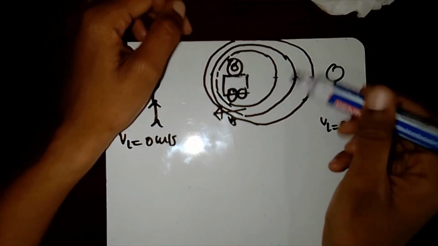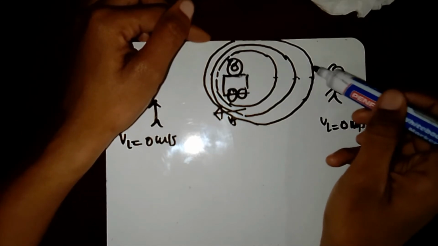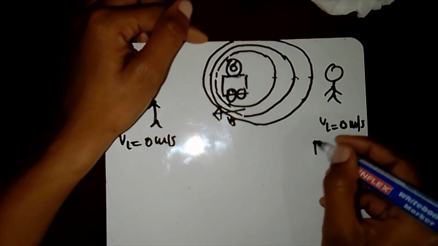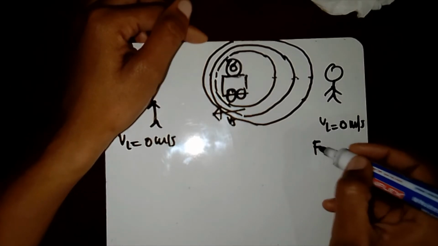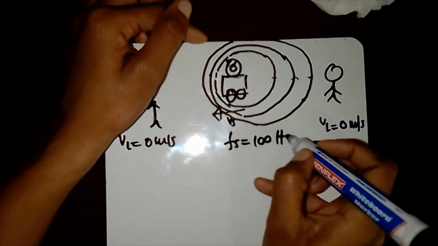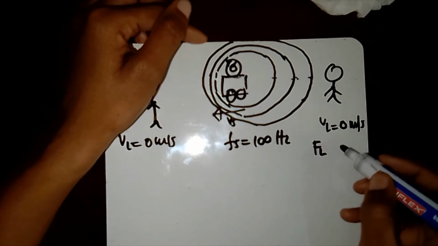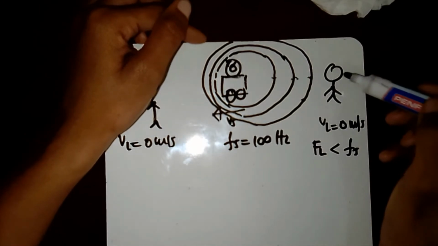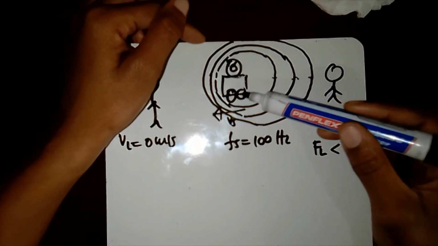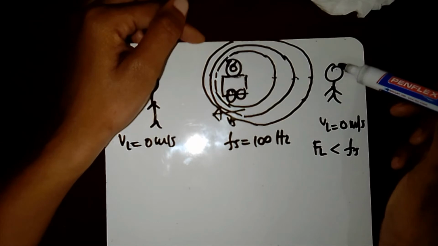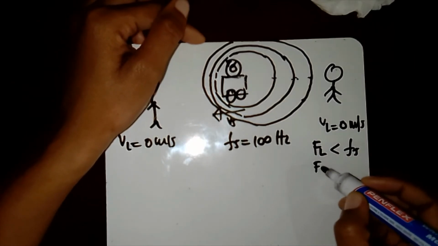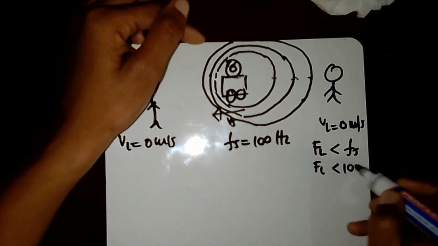So remember, a longer wavelength corresponds to a lower frequency, meaning that the frequency that this observer, which we call FL, will hear, let's say the frequency of the source was still 100 hertz, will be much lesser. So this person would perceive the frequency to be lesser. It doesn't mean that the car is producing a lesser frequency, no, but this person hears the frequency to be lesser. So the frequency heard by this person would actually be less than 100 hertz.